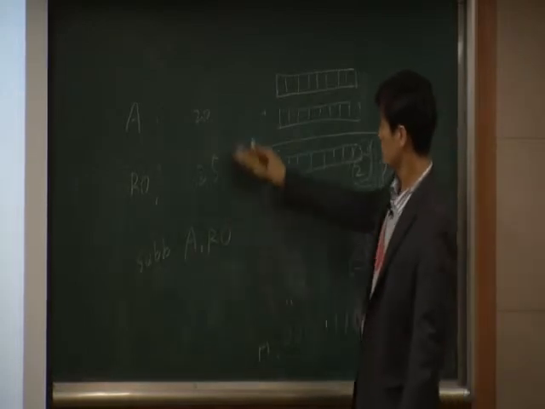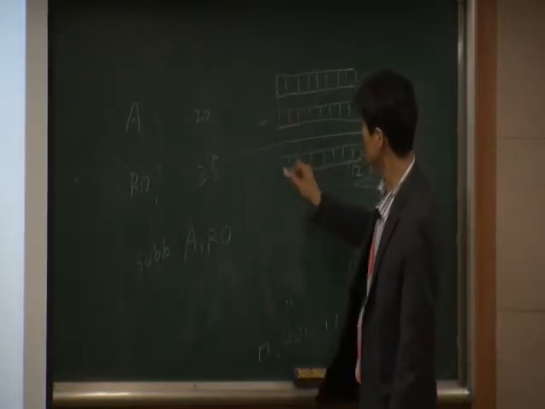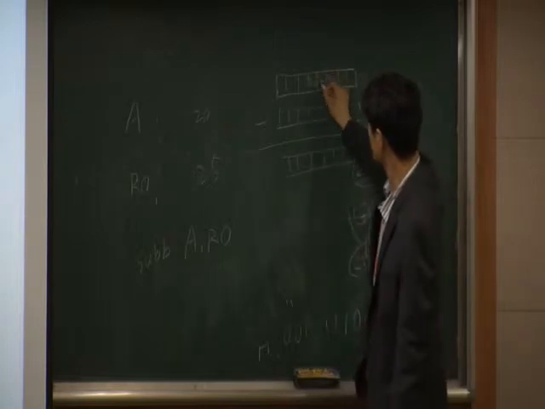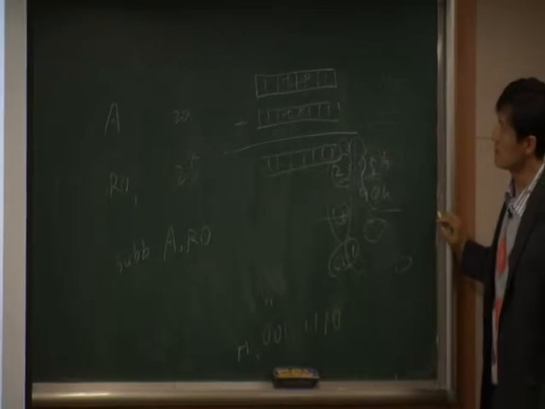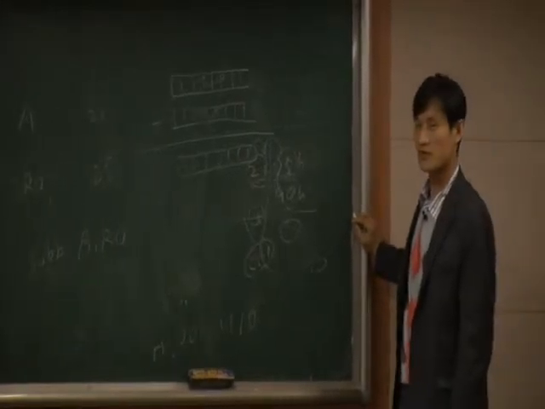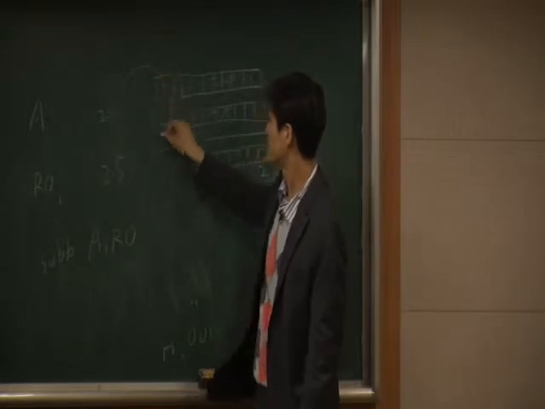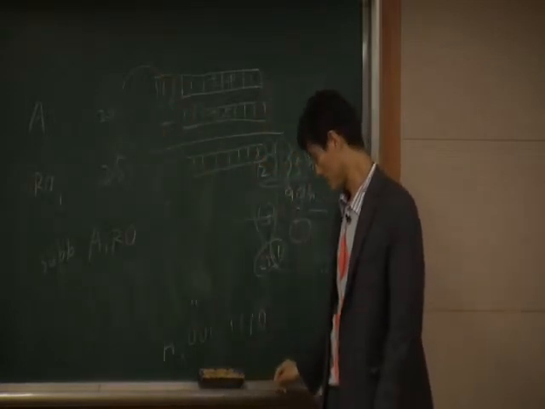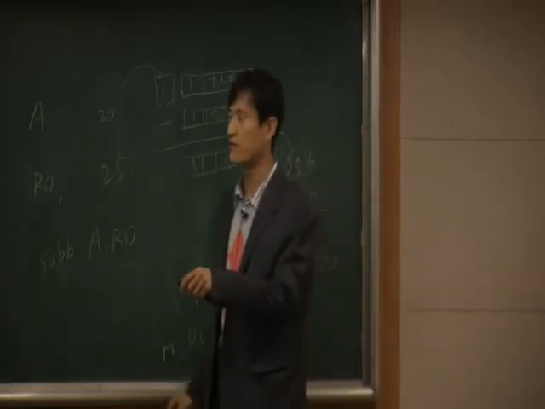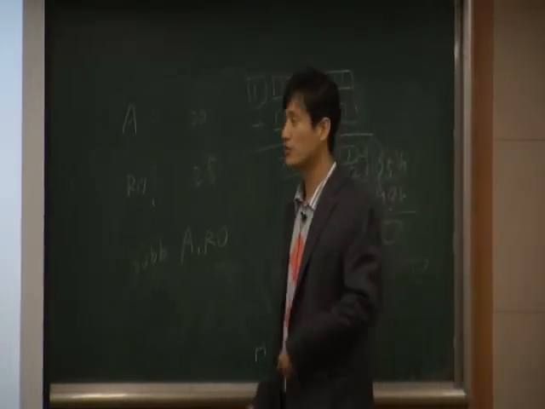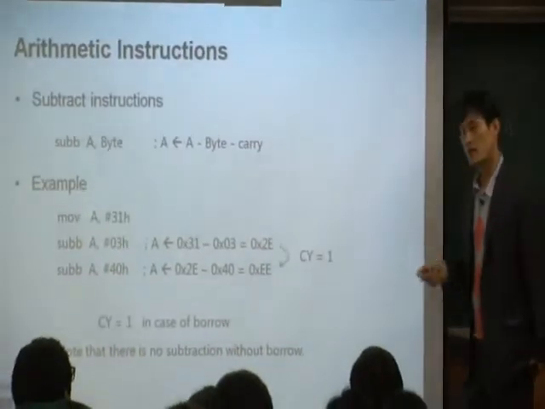Let's say we want to do subtraction like this. Let's say this is 20, this is 25. This is actually smaller. In that case, how can you do subtraction? You first have to borrow, right? You have to borrow, carry. So in this case, you have a carry flag also. When you do this kind of calculation, the carry flag is up.